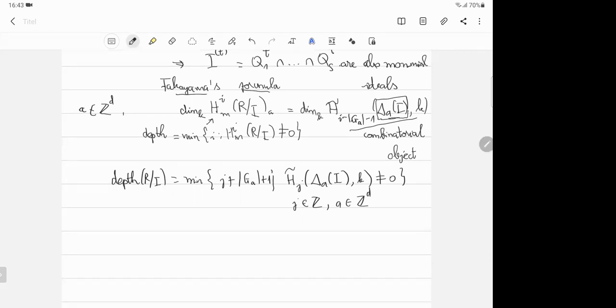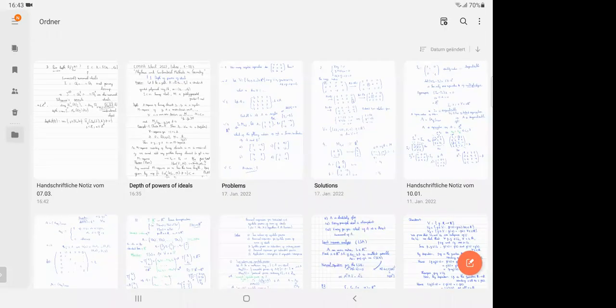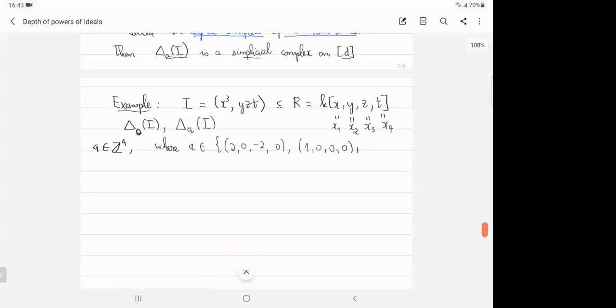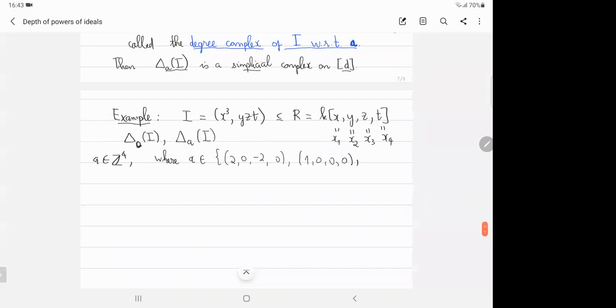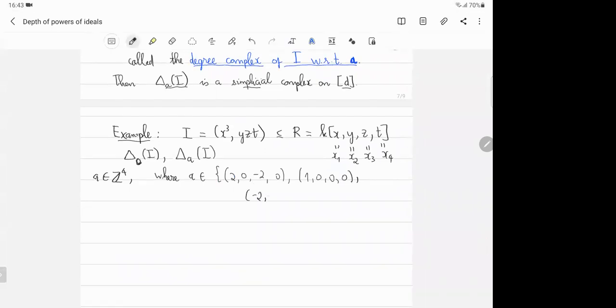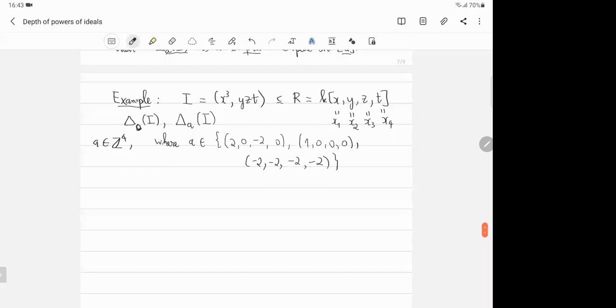Here, it depends on A. Yes, so you have to work with many A's in this formula. But at some point, you can restrict to some special class of A. For example, you only have to work with A in a small set. Yes, we will come to that point. So you can also take, for example, A to be minus 2, minus 2, minus 2, minus 2. It doesn't matter. For an example, you can choose anything.